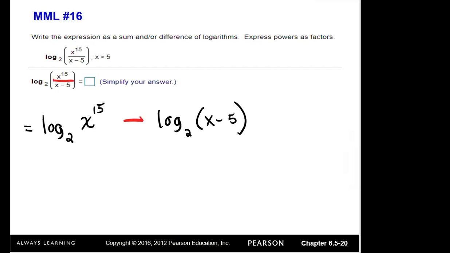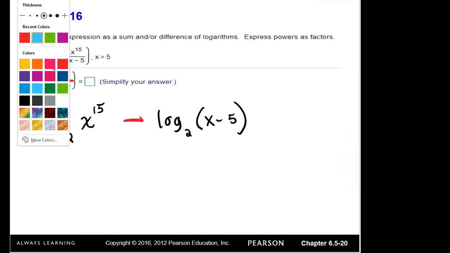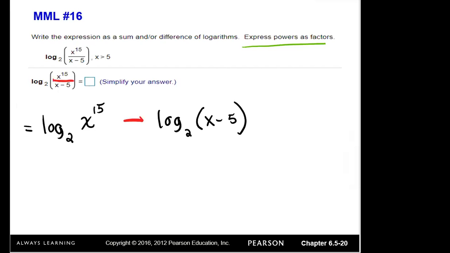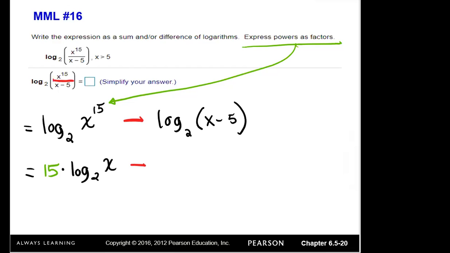And now I can utilize express powers as factors because I do have one power right here. So the 15 is going to go in front. So it's going to be 15 times, and you don't have to put the dot there, but the 15 right next to the log does mean to multiply. So this will be log base 2 of x, because the 15 got moved, minus, and then this is still log base 2 of an x minus 5.